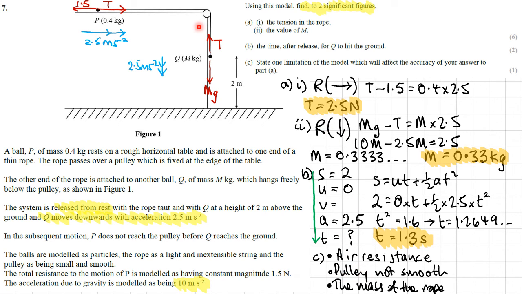The pulley may not necessarily be smooth; we're assuming it's small and smooth, that it has no effect on its motion. And the mass of the rope as well. Now if it was string, we could probably ignore its mass, but because it's rope, it tends to be quite thick, doesn't it? So the mass of the rope is also going to affect the tension and the value of M. So these are things that will affect the value of my answers in part A.